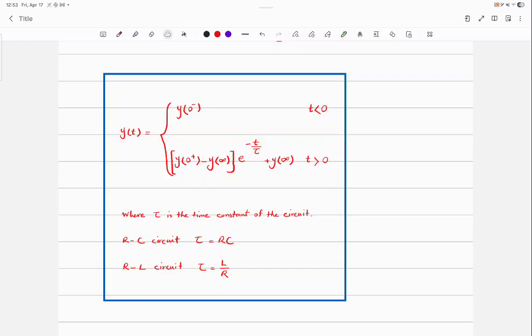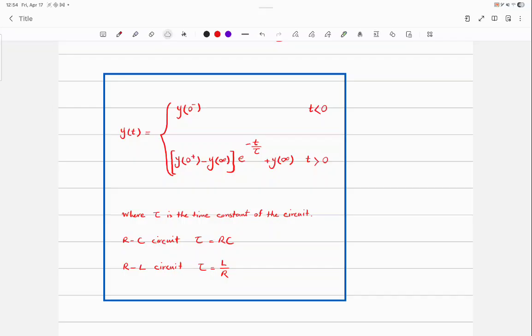Pardon me? Yes, except one thing is different, the time constant. Did I get your question right? Did you ask whether this equation applies to inductors and capacitors? Yes, it does, but with one difference. If your circuit is made of inductors and resistors, the time constant is L over R. If it is made of resistors and capacitors, then it is RC. Okay, so that part is different.